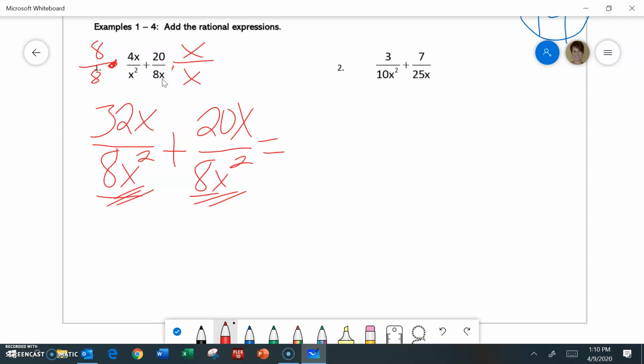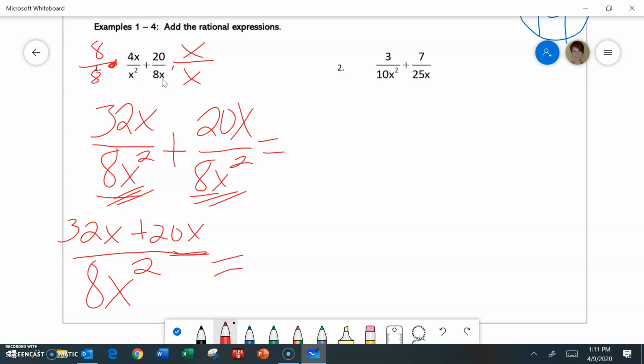So what happens now is we have these denominators that are exactly the same. So immediately, I need you to understand, kind of like last section, last week, I'm going to keep that denominator the same. I cannot simplify, I cannot cancel anything, and some of you are trying to do that. So on the top, I'm going to add 32x and 20x. I can add those because I have that same denominator. So I'm going to add 32 and 20, and that's going to give me 52x all over 8x squared.